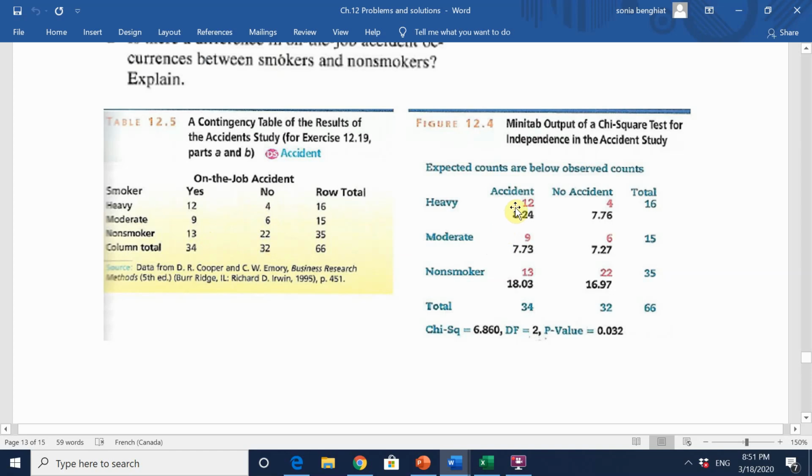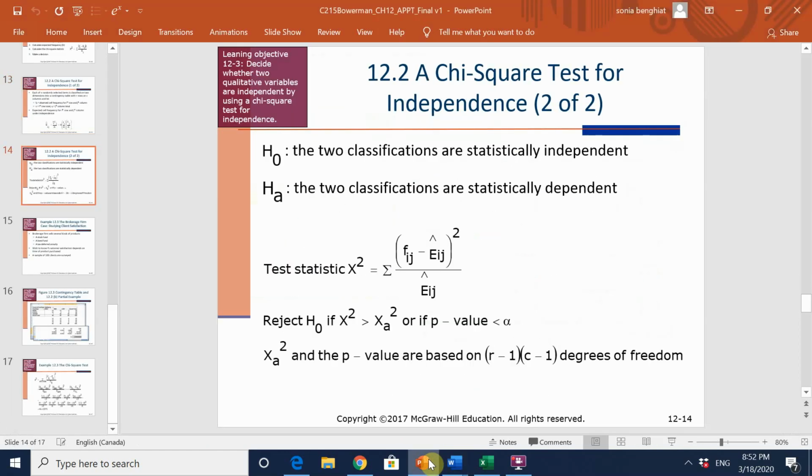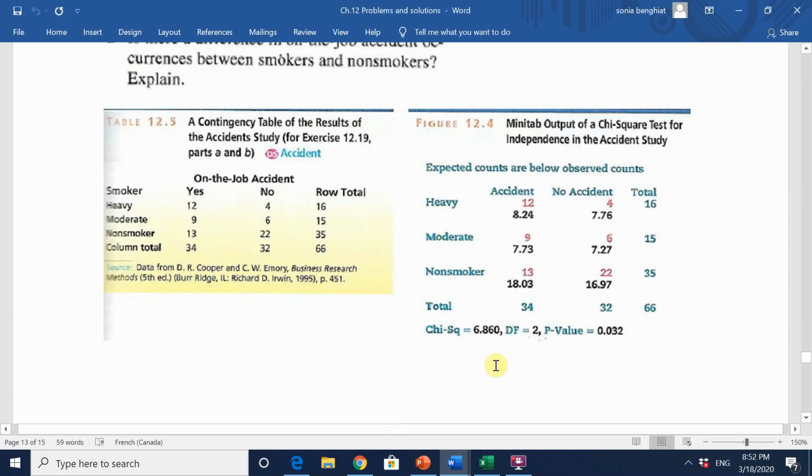So an actual observed count of 12 for category 1 of variable 1 crossed with category 1 of variable 2 versus an expected value of 8.24. Now by applying the formula right here, this formula right here, I am able to get my test statistic chi-square. Let's go back and see what that statistic actually is. So here we are. I get here my test statistic right here.